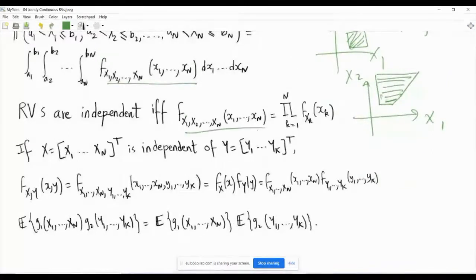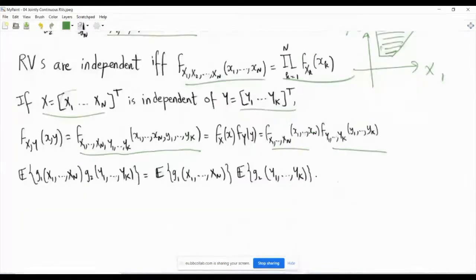The random variables are independent if the joint PDF can be written as a product. If random vector x is independent of random vector y, it means that every x is independent of every y. Maybe the x's among themselves are dependent, and maybe the same applies to the y's, but every x is independent of any y. If you want to write the joint PDF of the x's and the y's together, you can write it as a product of the PDF of the x's written alone and the PDF of the y's written alone, and those are multiplied together.